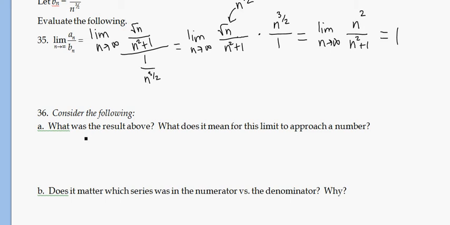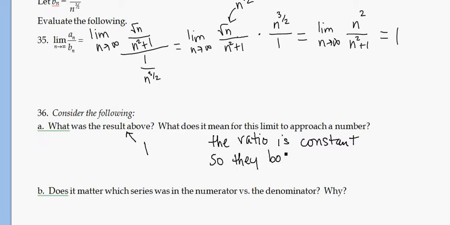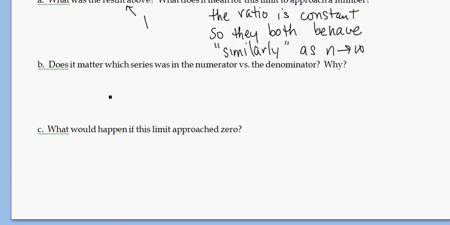Now we're asked some questions about this expression. The fact that the result above is 1, what does this mean for the limit to approach a number? So what we're saying here is that the ratio is constant. So in some sense, they both behave similarly as n approaches infinity.